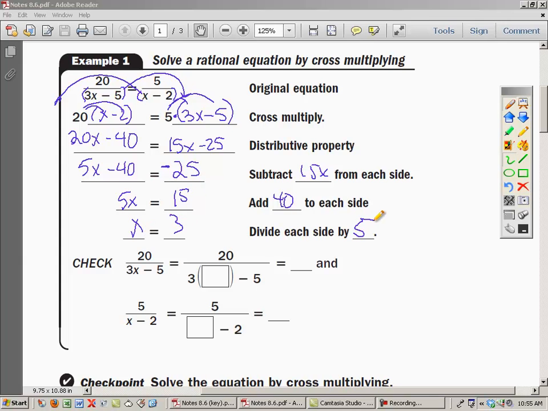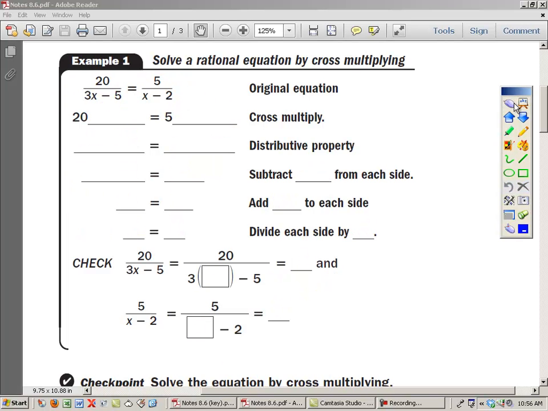All right, so we should always check our solutions, because sometimes we get extraneous solutions. Let's throw our 3 back in here. This becomes 20 over 3 times 3 minus 5. 3 times x, which is 9, and 9 minus 5 is 4. 20 divided by 4 is 5. On the other side of this, this is now 3 take away 2, which is 1, and 5 divided by 1 is 5. So since they both make the same thing, we know our answer is good.